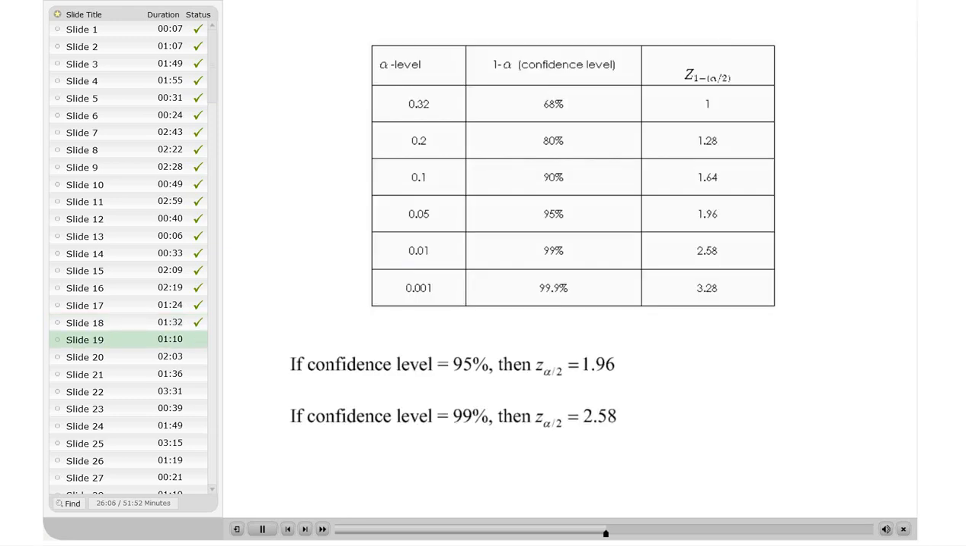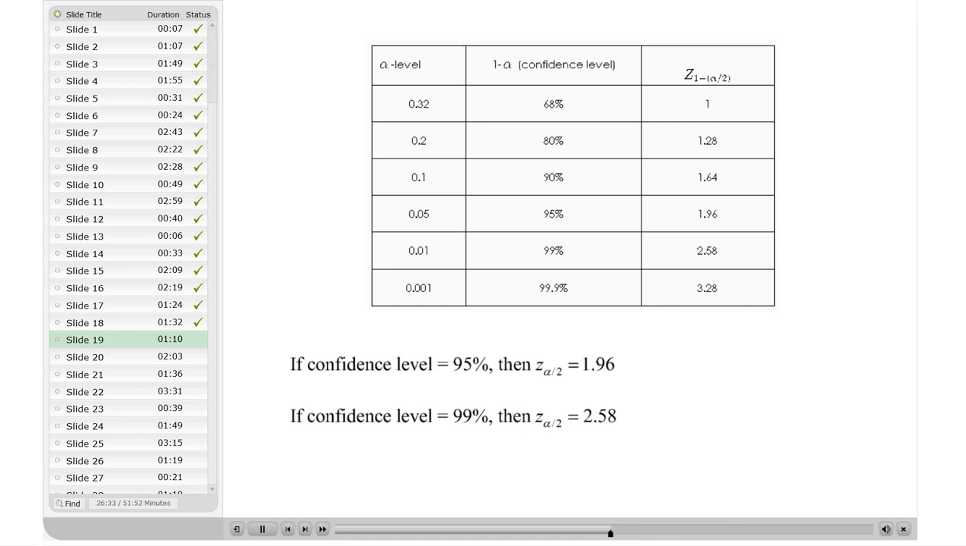Now in practice, it's going to be really easy for you to find these z sub alpha over 2 numbers because you just have the table that you can see in front of you to do that. So if you wanted to find z sub alpha over 2 when your confidence level is 95%, you would just look up 95% in the middle column, and you can see that the z sub alpha over 2 value is 1.96.